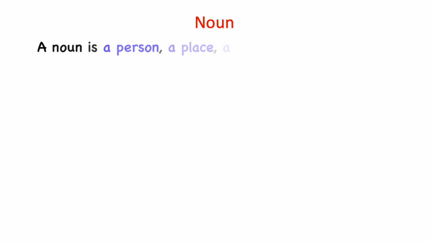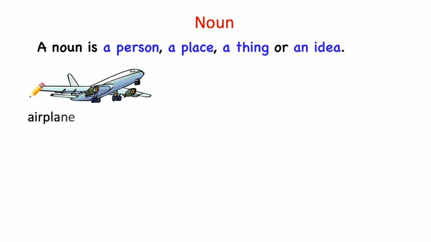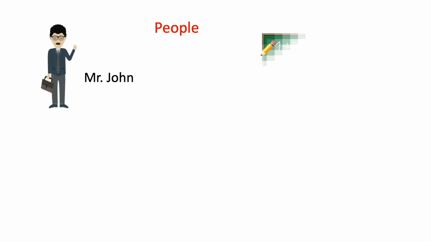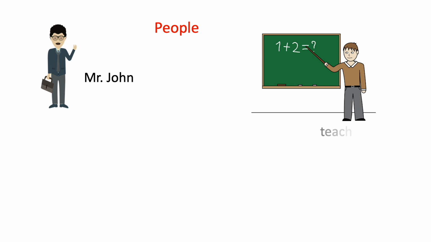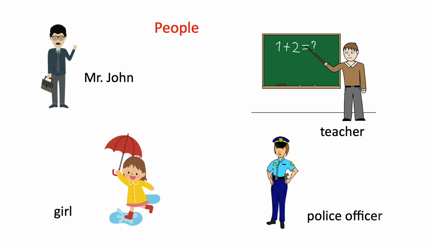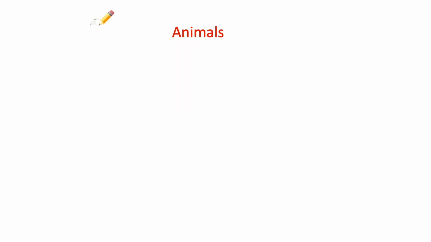A noun is a person, a place, a thing, or an idea, like an airplane, a ball, a cat, a house. Persons like Mr. John, a teacher, a girl, a police officer are people and they are also nouns.